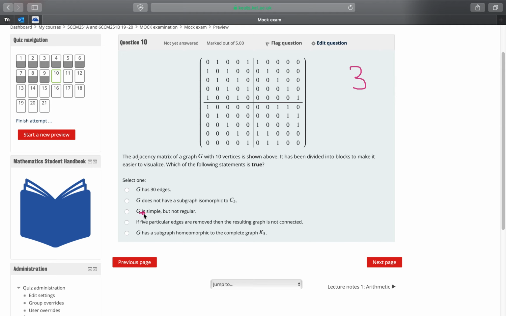So this is rubbish. It's simple, but it's not regular. Perhaps I should redo that. So it's simple, yes, but it's not regular. But it is regular, so that's incorrect.